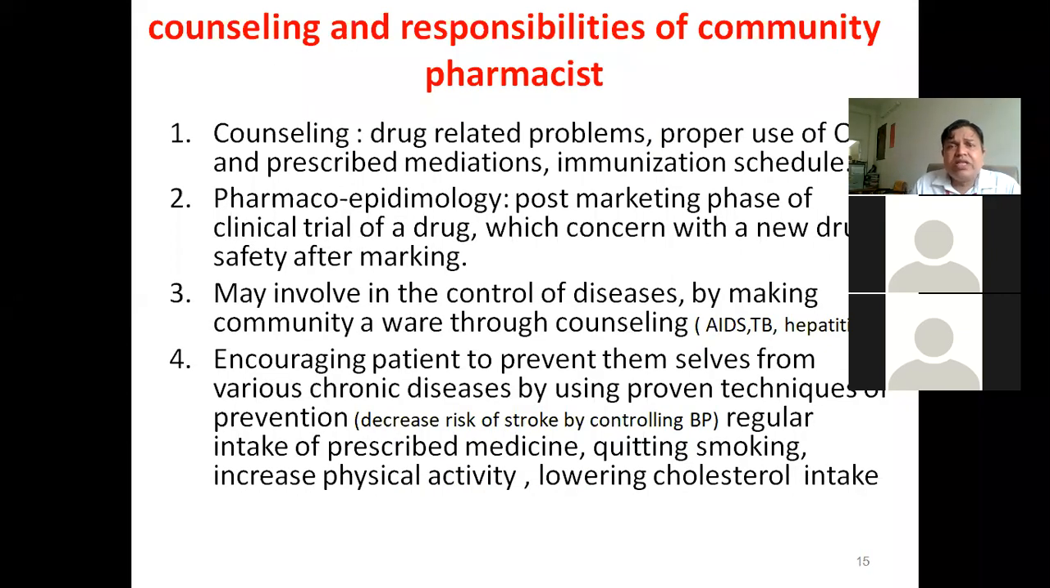Now, counseling as a responsibility of community pharmacists. Counseling covers drug related problems, proper use of prescribed medication, and the immunization schedule, which is informed to the general public or a particular patient. This information should be displayed in the pharmacy in a proper place.